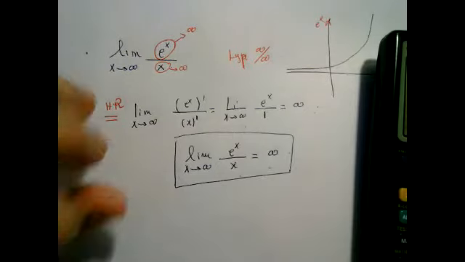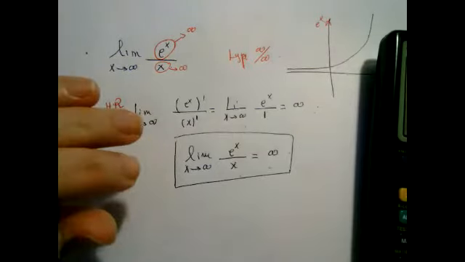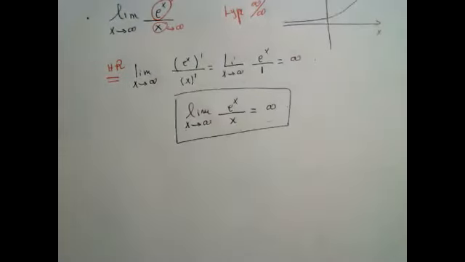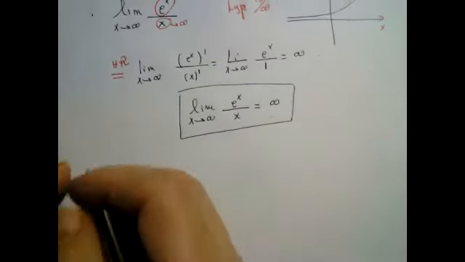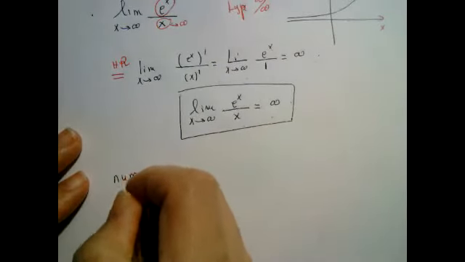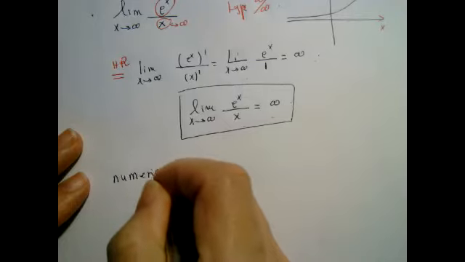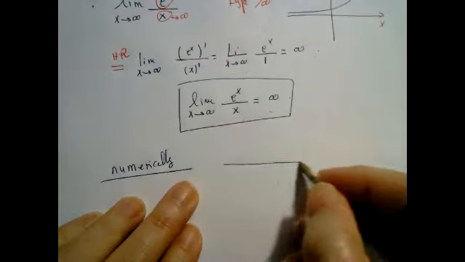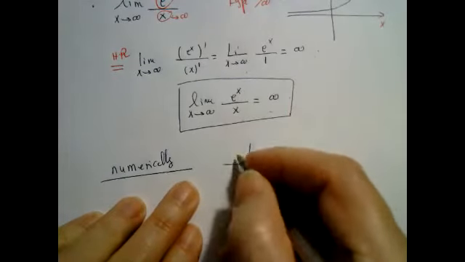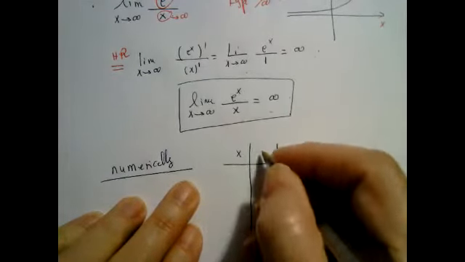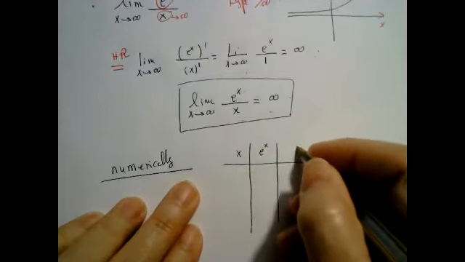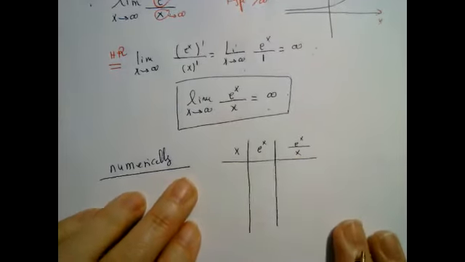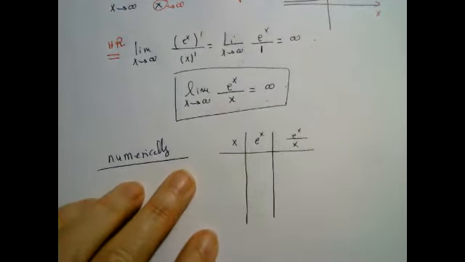Now the process for me is for you to understand numerically why this is the case, and how I'm going to do it numerically, because it's a very important idea. L'Hopital's rule gave me the answer. Now I want you to understand it. Numerically means I want to compare x and e to the x, and eventually the ratio, to see which one is growing faster than the other.